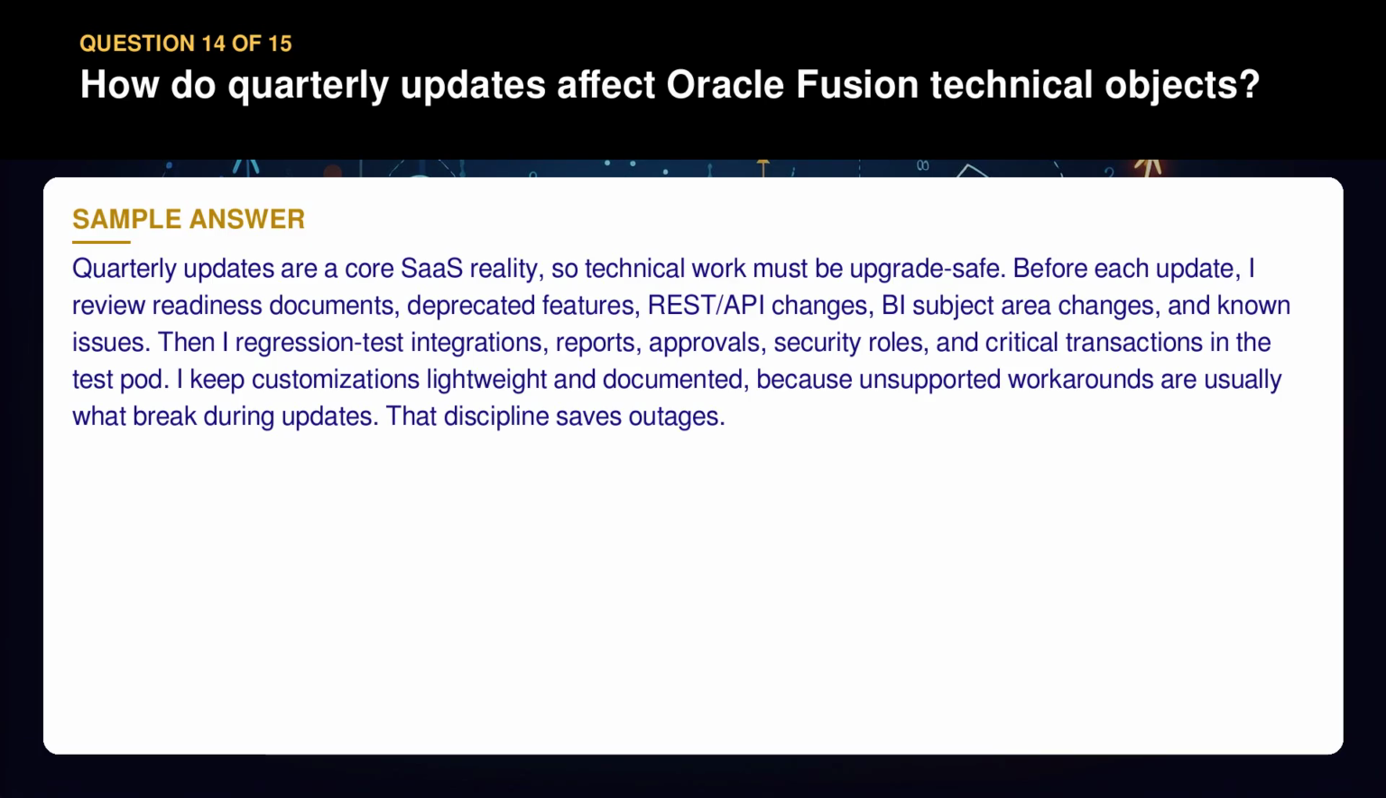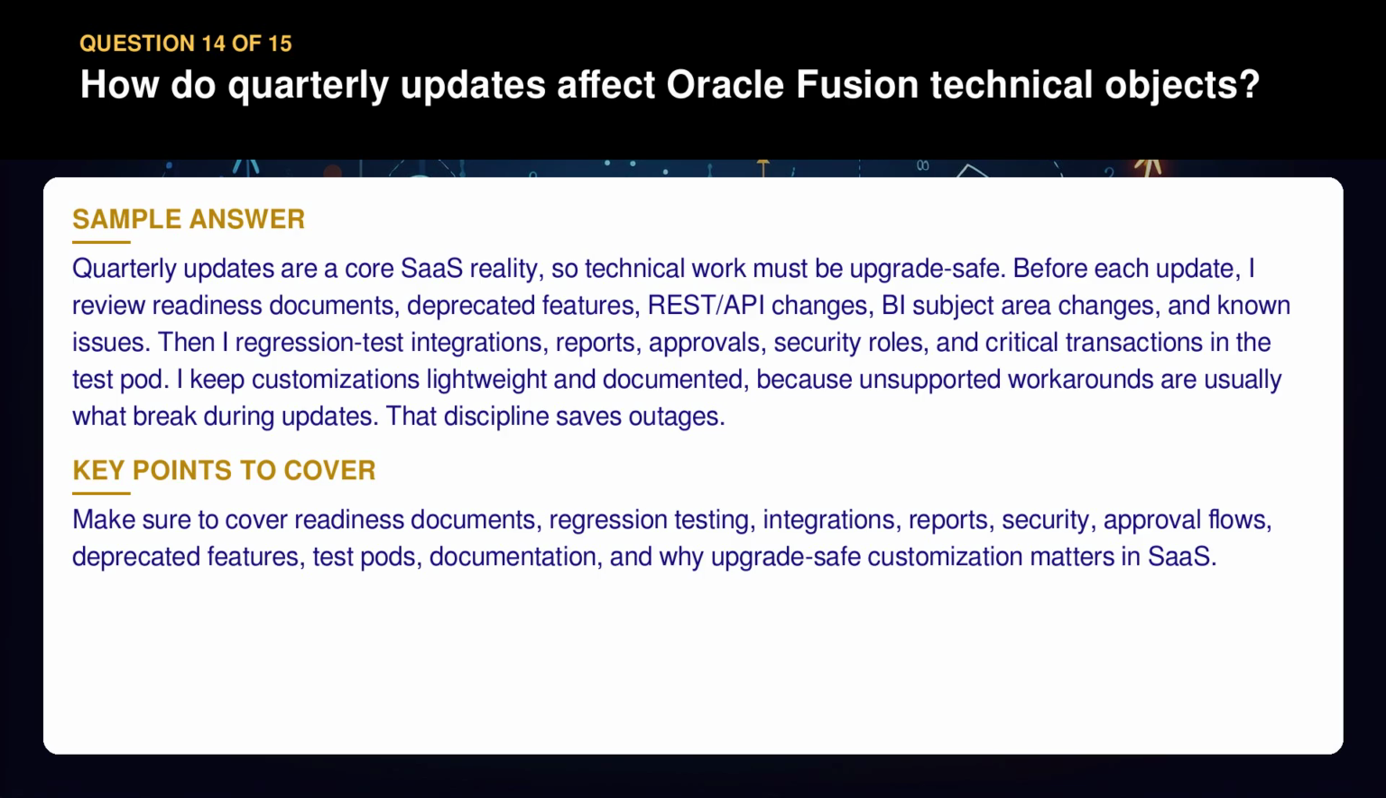That discipline saves outages. Make sure to cover readiness documents, regression testing, integrations, reports, security, approval flows, deprecated features, test pods, documentation, and why upgrade safe customization matters in SaaS.